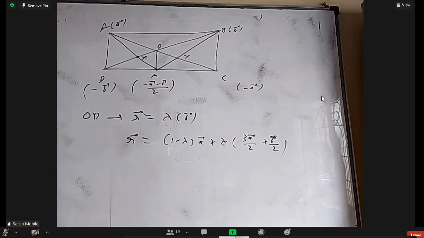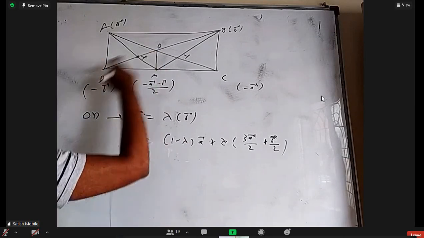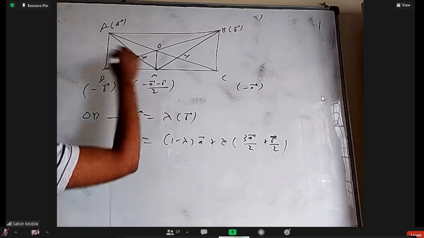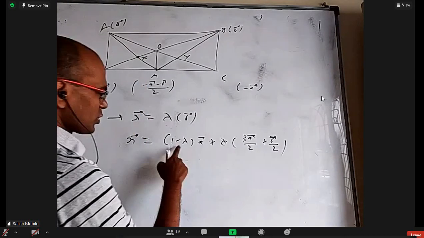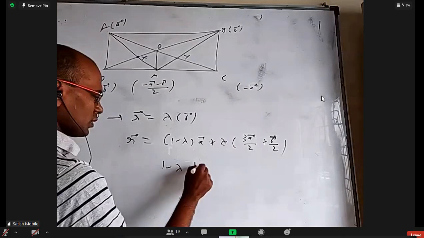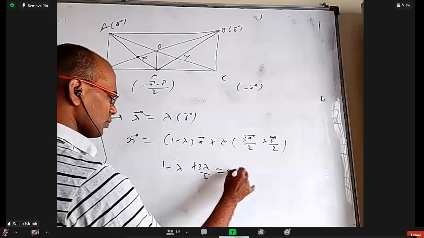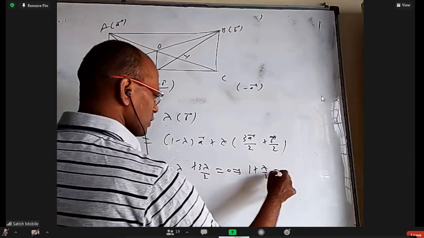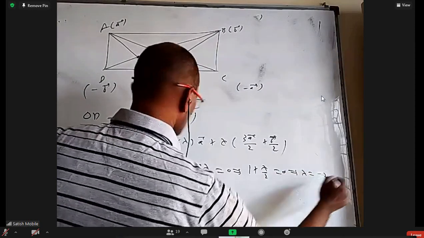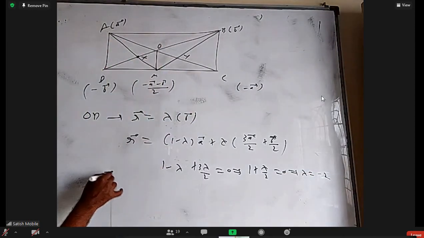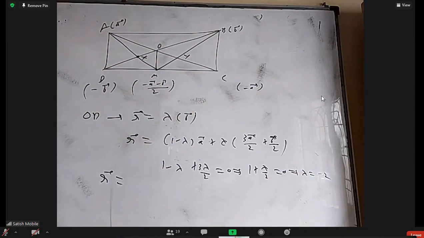So that means the A bar coefficient should be 0, because R bar should be a multiple of B bar at the point of intersection. What is the A bar coefficient here? 1 minus lambda. There it is 3 lambda by 2 equal to 0, means 1 plus lambda by 2 equal to 0. So lambda equal to minus 2. If I put that in, I'm getting minus 2 B bar. Something wrong there.